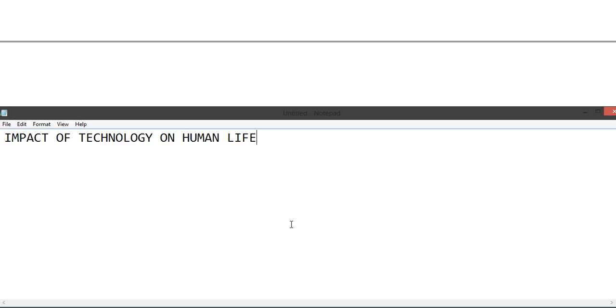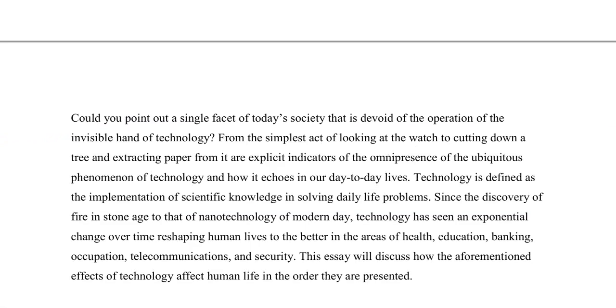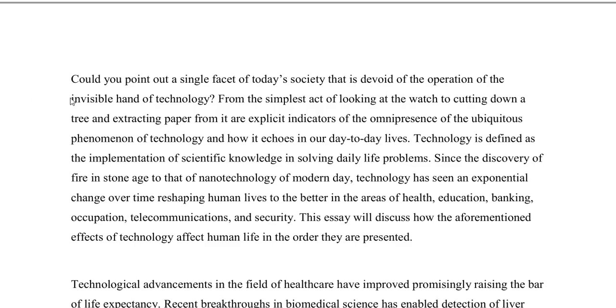It may be in the past, the present, or in the future. You should talk about technology and its impact on human life, and not any other thing. For talking irrelevant stuff, for talking nonsense, you won't be awarded marks, my friend, right? Okay, so let's begin. Could you point out a single facet of today's society that is devoid of the operation of the invincible hand of technology?